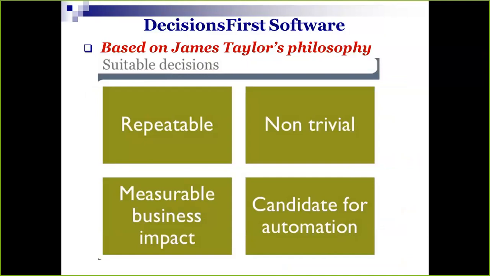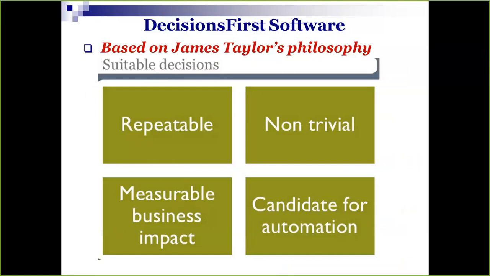They are repeatable. If you're going to build a decision model, you'd like to be able to use it more than once, so repeatable is important. Non-trivial. If the decision is trivial, you don't need a model. Measurable business impact. If the decision does not have any impact at all on your organization, why worry about it? And finally, candidate for automation.